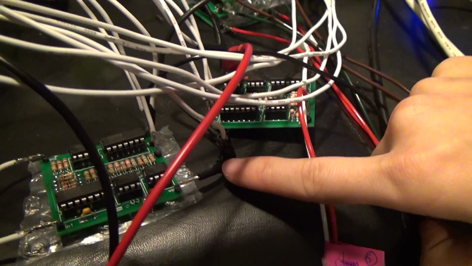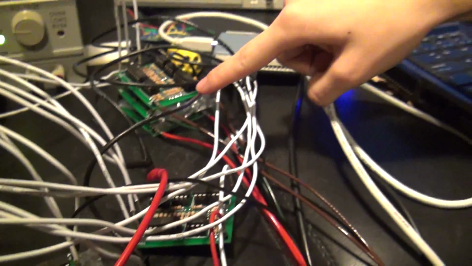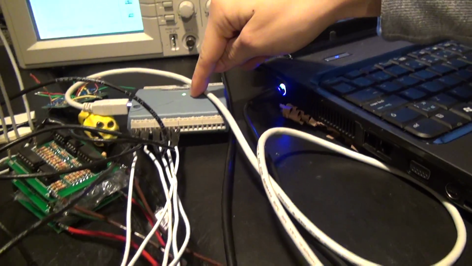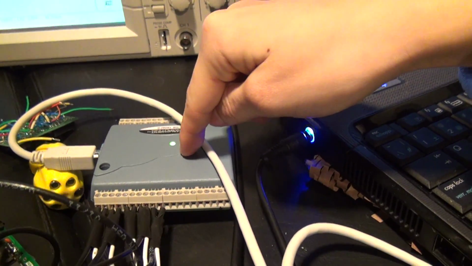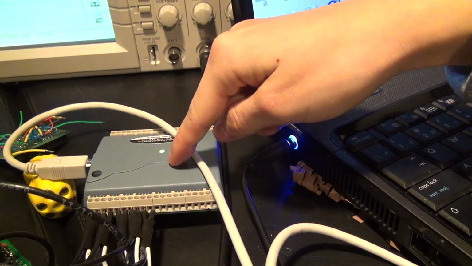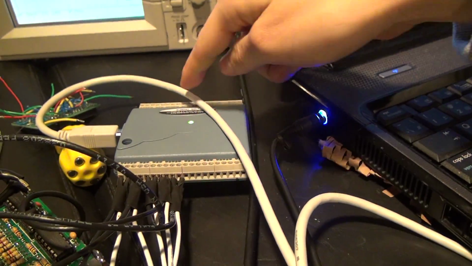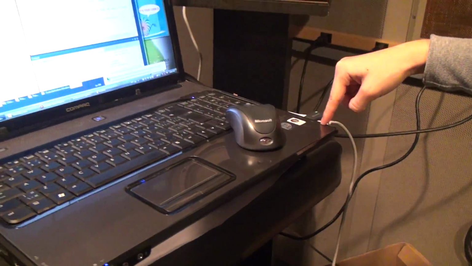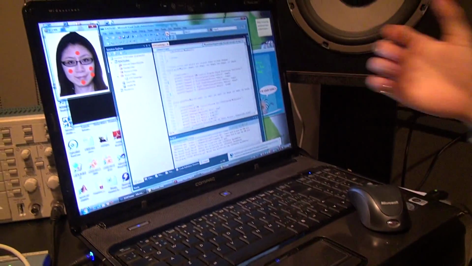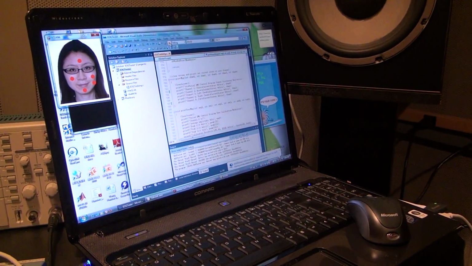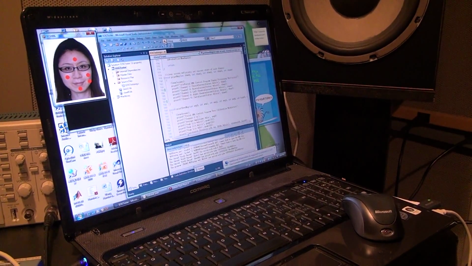The output goes from here, and goes to the ADC, analog to digital converter, which takes in all five channels, and takes it through a USB and directly to the computer, which here we have our program. And I think we could start.